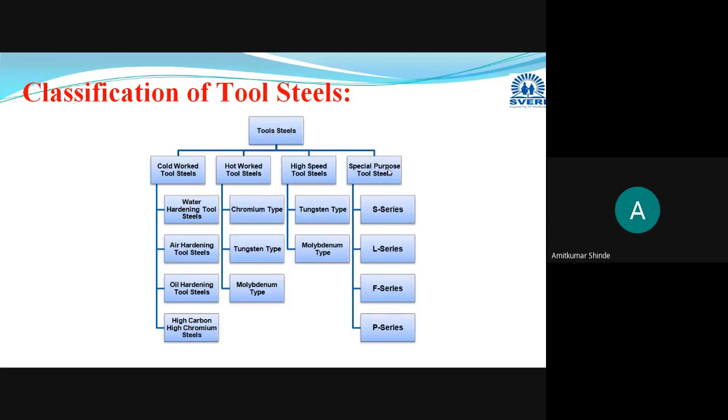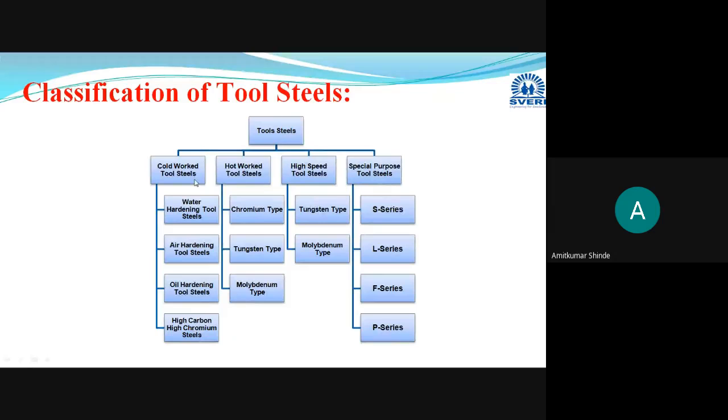Means at least 6 marks will be there for this tool steel point. Minimum 6 mark question compulsory will be there, and maximum you can get 12, or sometimes you will end up with 14 marks also from this only. Okay, now we will see one by one.